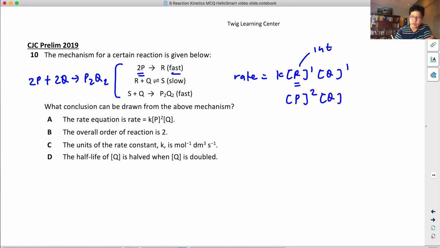So you can actually replace this R with P squared. Okay, but of course the K is a different K, but I'm just going to put a K prime, right? So this is what it should look like. So A is correct. Oh, A is done already. So actually the answer is A.